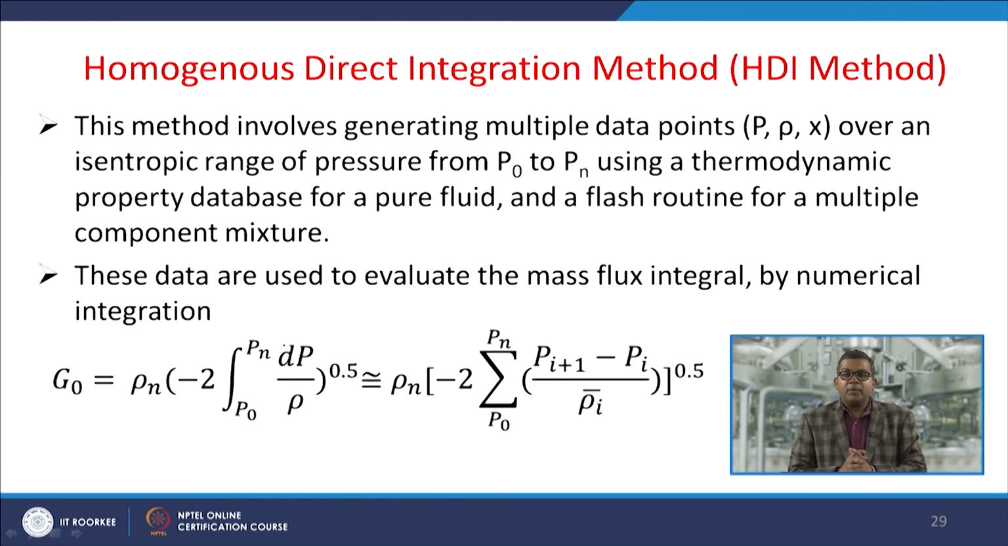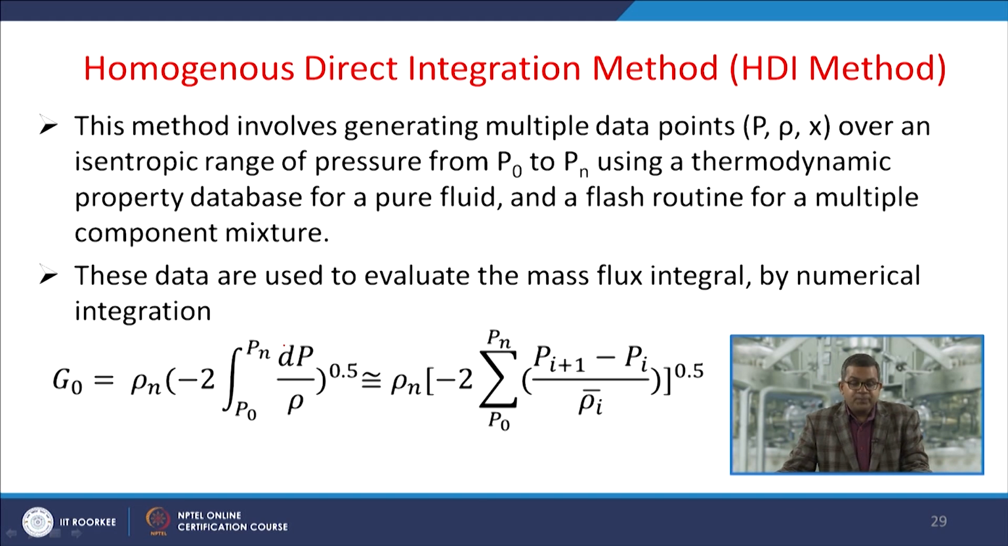Now, another method is the homogeneous direct integration method, sometimes referred to as HDI method. Now this method involves generating the multiple data points P, rho, x, that is the dryness factor, over an isentropic range of pressure from P naught to Pn, using a thermodynamic property database for a pure fluid and a flash routine for the multiple component mixture. So these data are used to evaluate the mass flux integral by numerical integration of this particular equation.